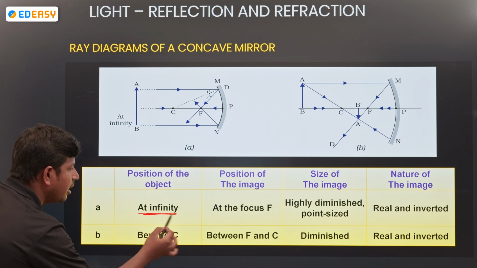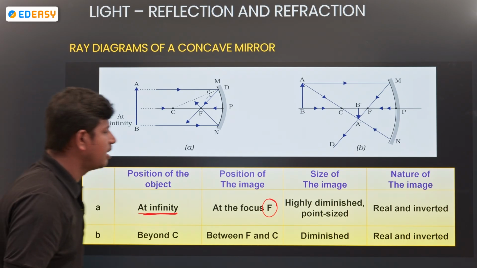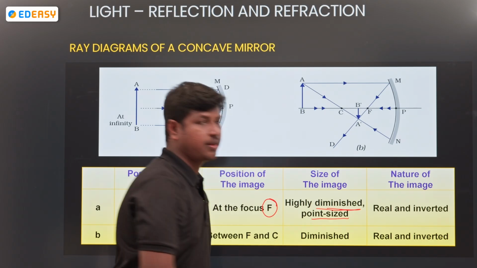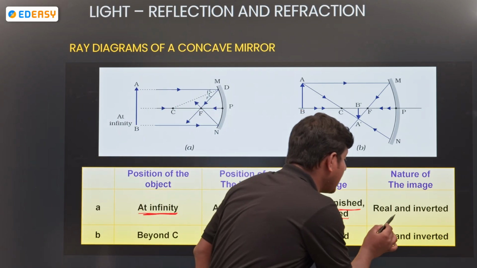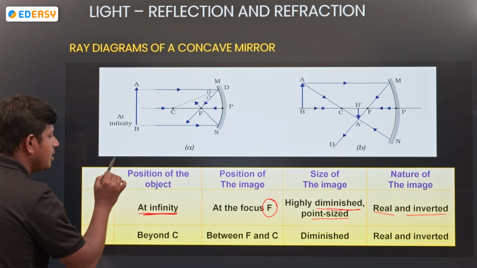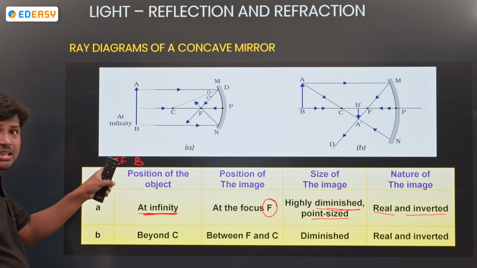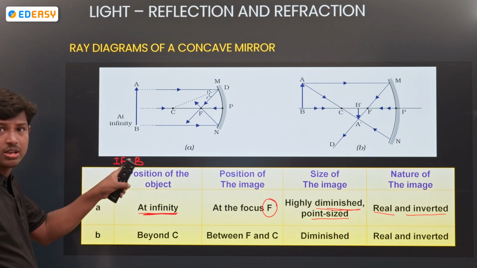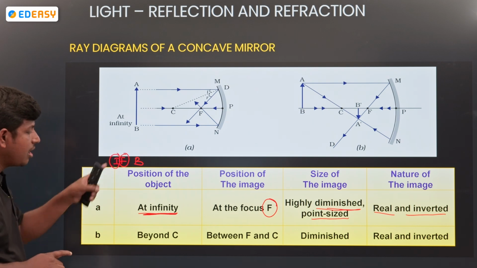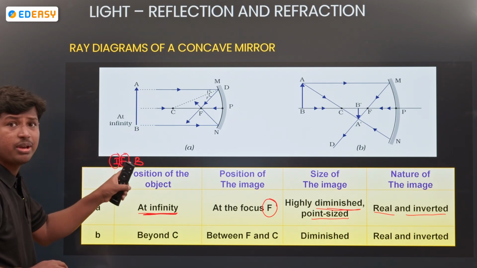See here. Object at infinity. Where is the image? At focus. How is the size of the image? Highly diminished, point size. And what is the nature of the image? Real and inverted. Look here, I means image. Infinity, F means focus. Object at infinity, image at focus.